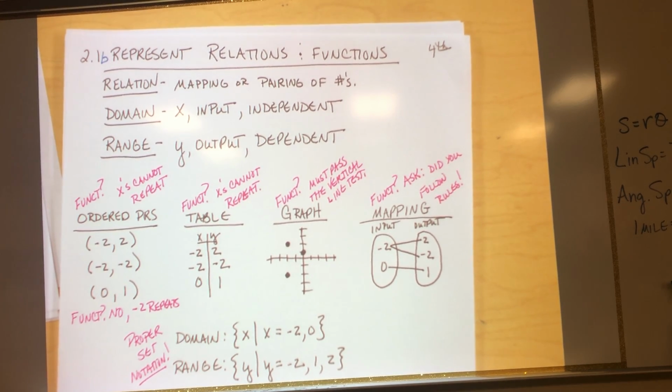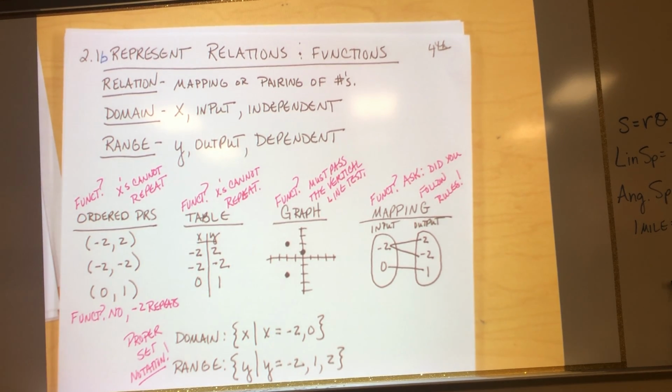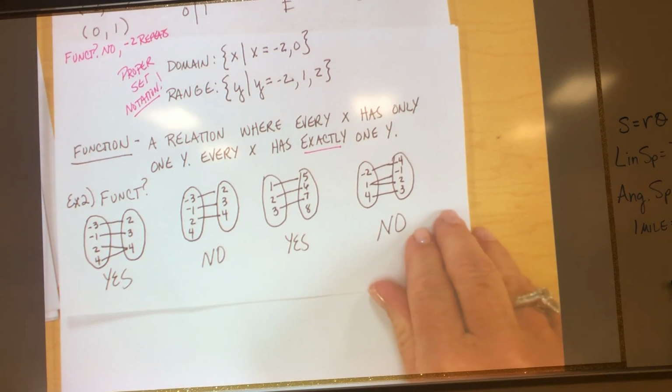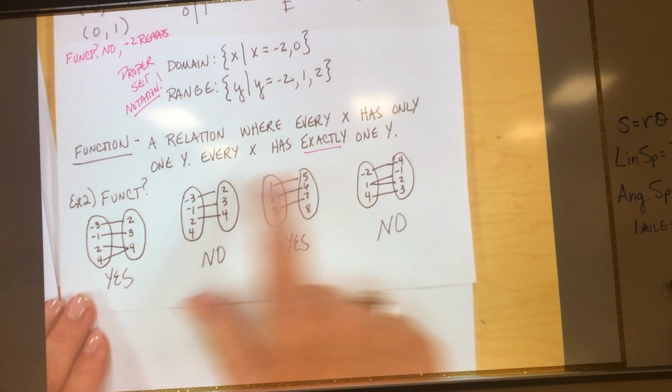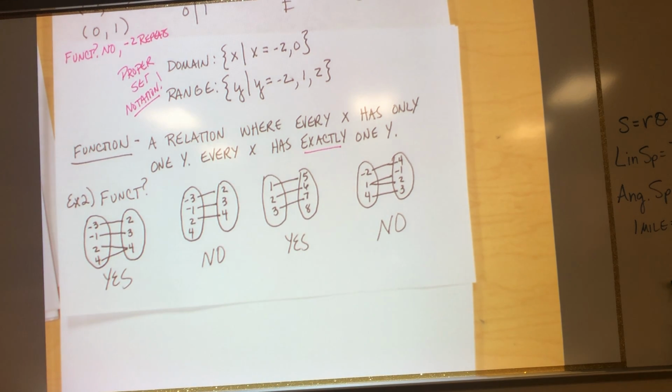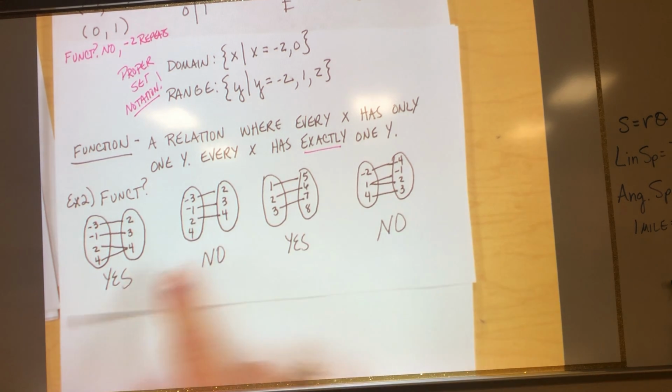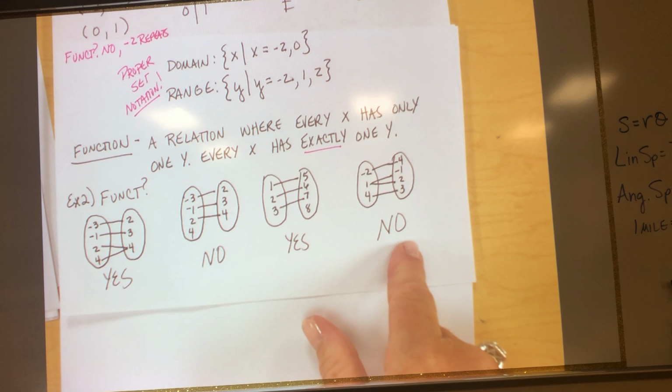All right, so we're going to finish up 2.1b, and then we'll start on 2.2, so it'll be 2.2a. All right, here's where we were. This is where we ended up. We talked about a function, a relation where every x has exactly one y. We did 4 mapping problems because the mapping problems are the most difficult ones.